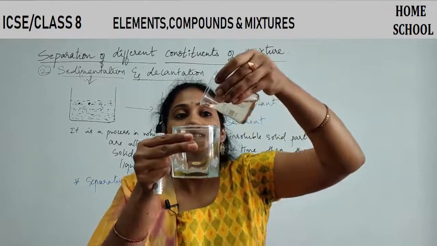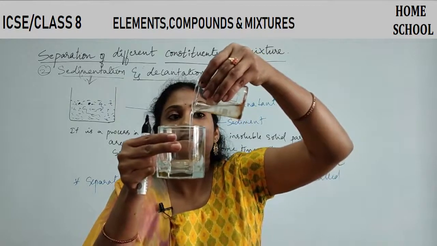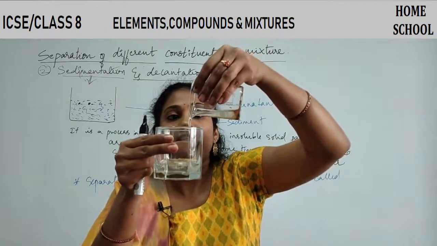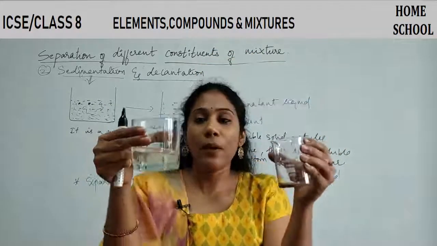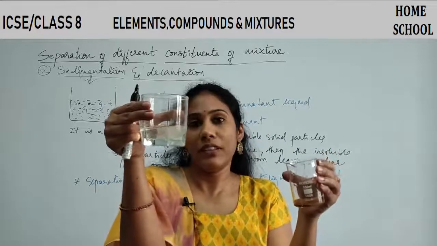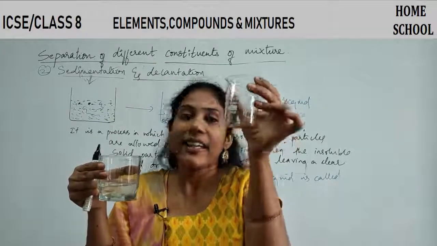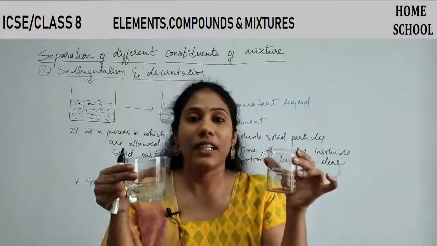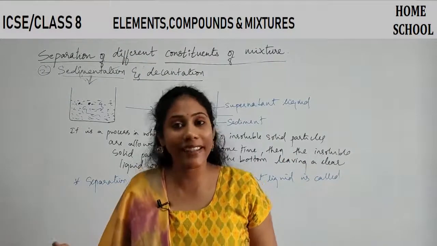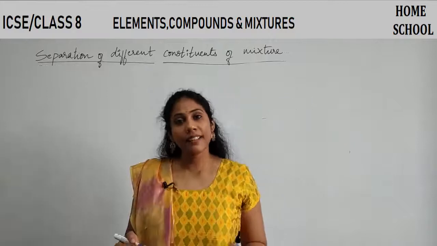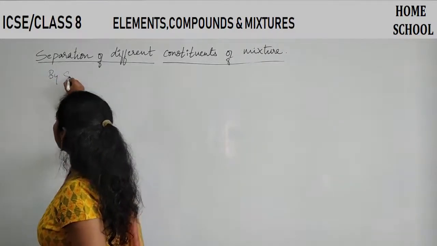Slowly, if you pour that liquid into another beaker, very slowly, you are able to separate the components. Here you got pure water, isn't it? All that impurity, sand, mud, clay, everything is left in the beaker only, right? This is what we call decantation, sedimentation and then decantation. Clear? Okay, guys.